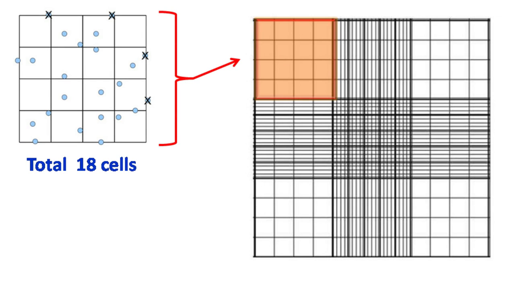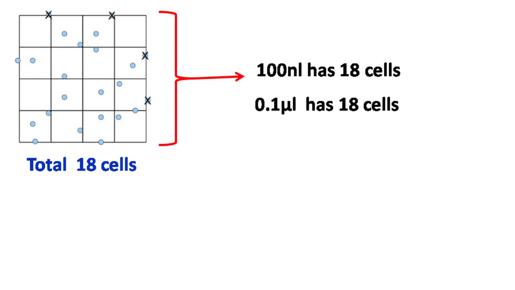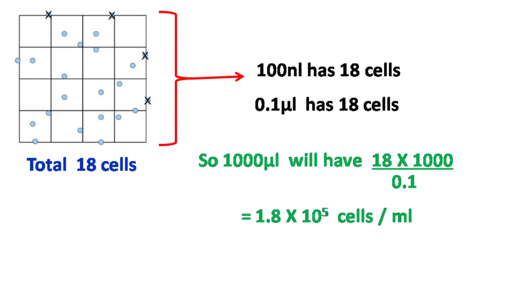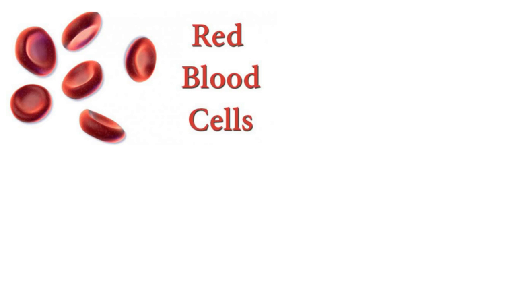Okay, let's take an example. Suppose the total number of cells that you count in the large square is 18. This means 100 nanoliters has 18 cells. In other words, 0.1 microliters has 18 cells. So the total number of cells in 1000 microliters, that is 1 ml, is going to be 1.8 into 10 raised to 5. Isn't this easy?